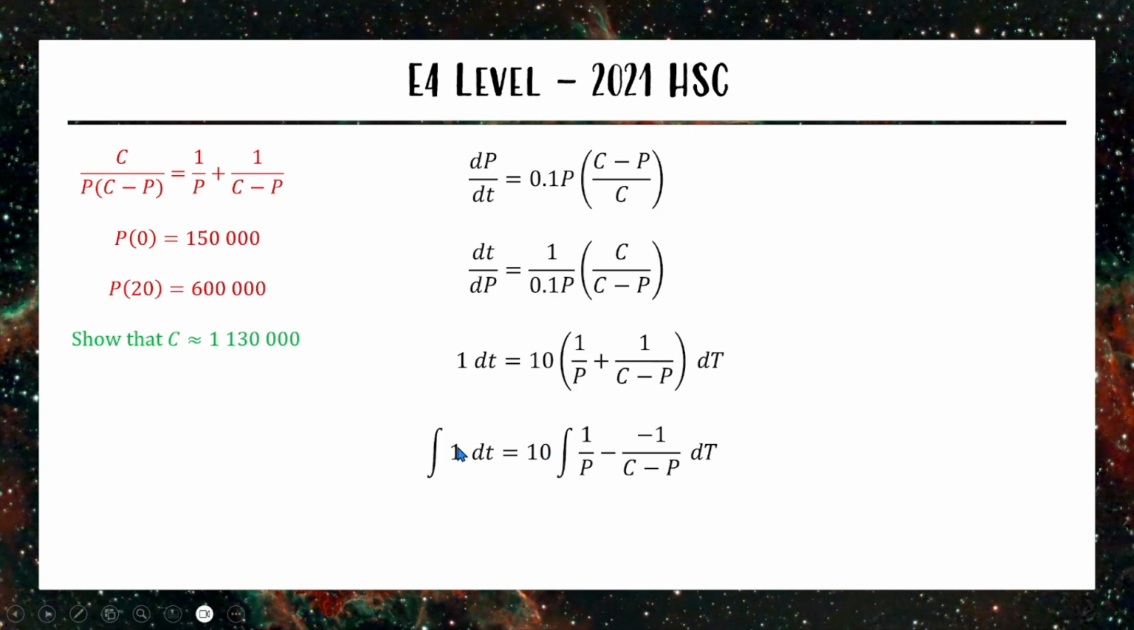Left-hand side is going to turn into t with a constant. The right-hand side, we're going to have natural log of P minus the natural log of C minus P with a 10 out the front. So the whole thing.